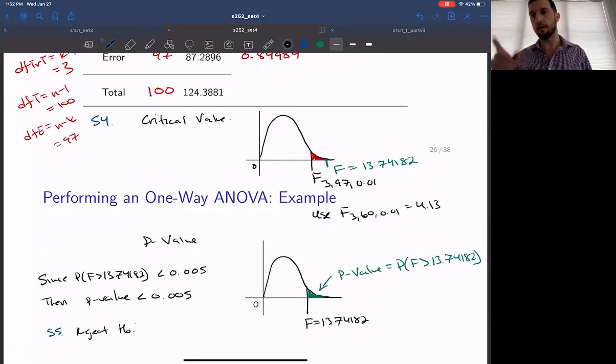Yeah, so if the DF was 119, you would still round down. We want to be conservative, even though that sounds ridiculous. Yeah, no matter where the DF comes from, you always round down. T table, F table, any table.